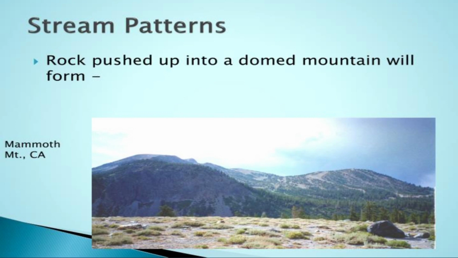Parallel pattern. This pattern consists of parallel master and tributary streams. Pronounced slopes, parallel faults, and parallel topographic features such as drumlins and lateral moraines are favorable to the development of this type of drainage pattern.